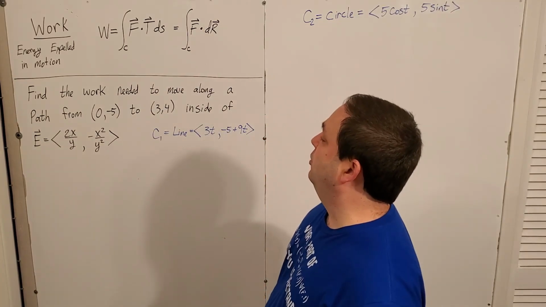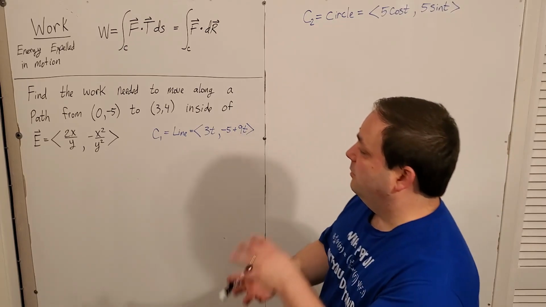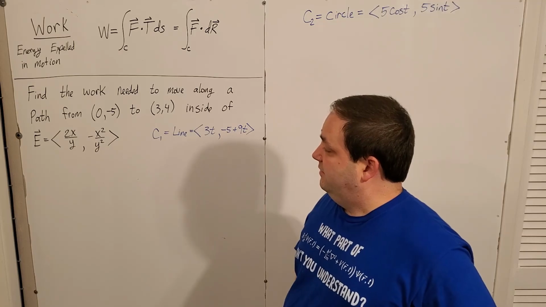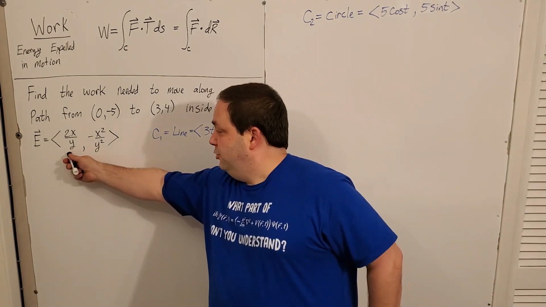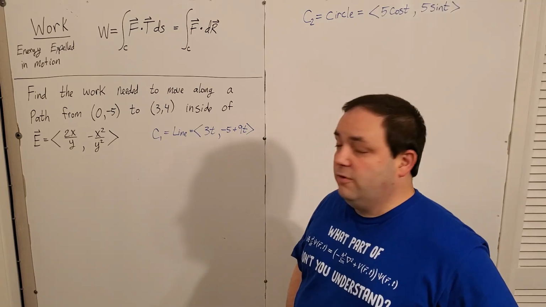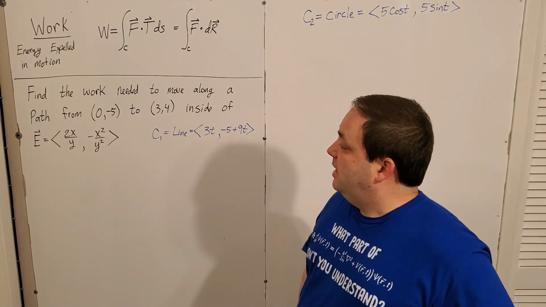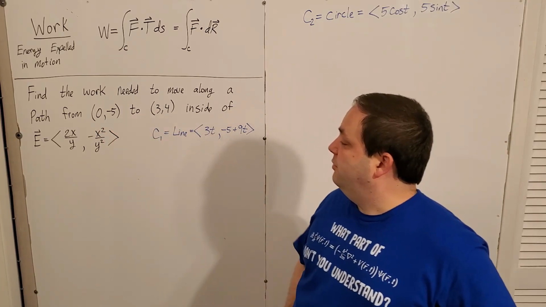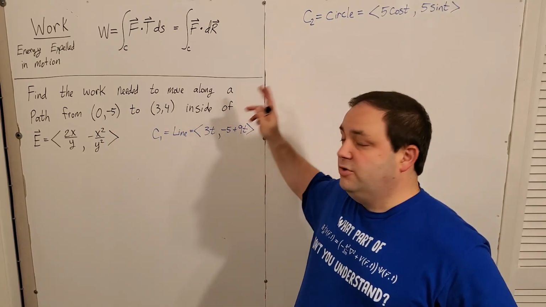Okay, so here's an example. Let's say we're in some sort of electric field, and let's say that field is devised by this particular 2D representation, 2x over y and negative x squared over y squared. Okay? And let's say I want to move in a path from the point 0, -5 to the point 3, 4. Okay? I'm going to do it two different ways.